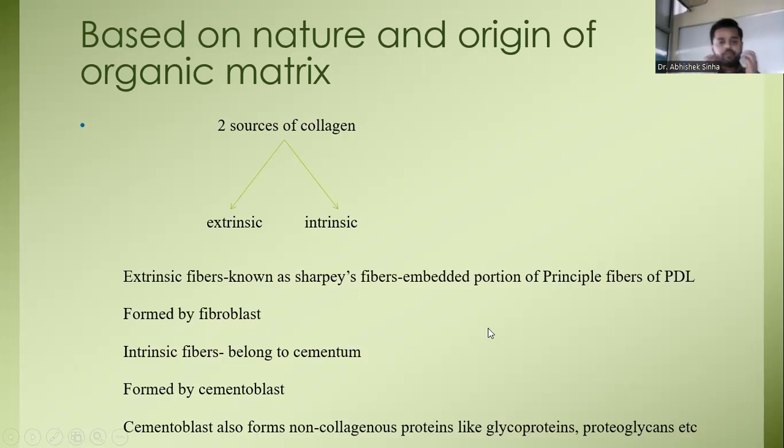So understand in this way, intrinsic fibers, that means those fibers which are being formed inside the cementum. So that will be formed by obviously cementoblast only. Extrinsic fibers are those whose origin is from outside the cementum, so it is definitely not cementoblast. Outside the cementum is your ligament space, so the origin of those collagen will be fibroblast. So there are two sources of collagen, extrinsic and intrinsic. Extrinsic collagen is by fibroblast, intrinsic is from cementoblast.